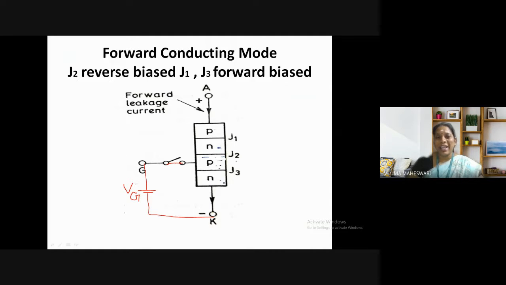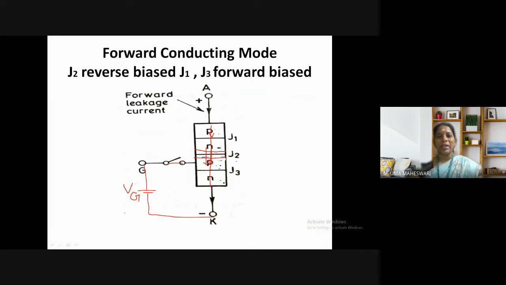With respect to this gate terminal, there is a flow of charge carriers into this layer. Because of this flow of charge carriers, the electrons try to travel across junction J2. When the electrons travel across this depletion region, the number of immobile ions reduces. At one particular value of gate voltage, the depletion region vanishes and the SCR starts conducting. The current flows from the anode through the p-type layer, n-type layer, p-type layer, n-type layer and to the cathode. In this way, the SCR starts conducting.